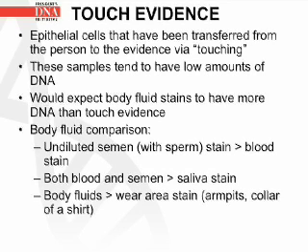Touch evidence is epithelial cells that have been transferred from the person to the evidence via touching. These samples tend to have low amounts of DNA, and you would expect body fluid stains to have more DNA than touch evidence. Here are some body fluid comparisons. An undiluted semen stain with sperm will have more DNA than a blood stain. Both blood and semen have more DNA than a saliva stain, and body fluids in general have more DNA than wear area stains from armpits or collars of a shirt.